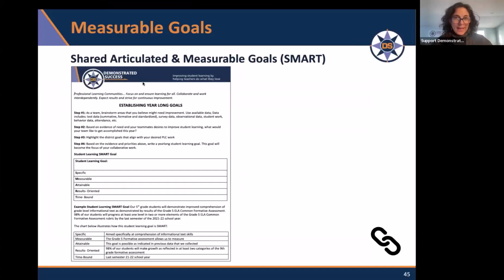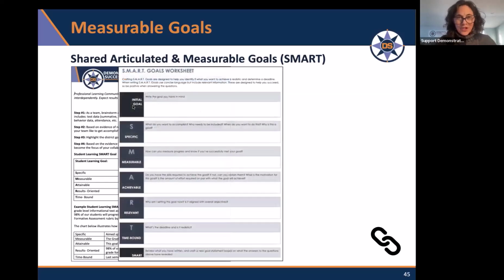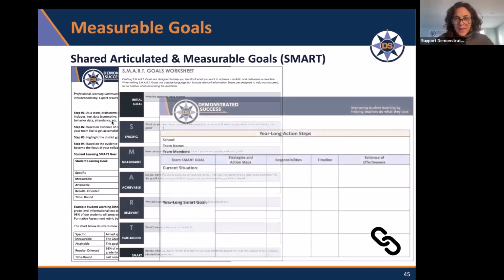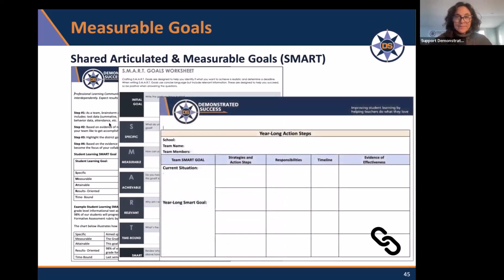I'm afraid if I click again, this is set up to go back to that. But these are the two documents that are really most important. Oh, there it is. So this is just a SMART goal worksheet. And that's also included in the folder that link takes you to. And there's the document I was just talking about.